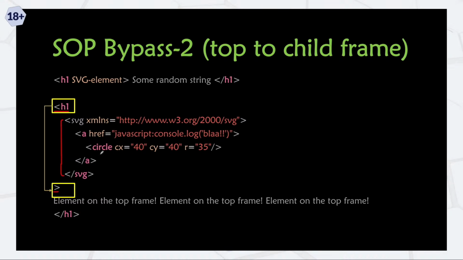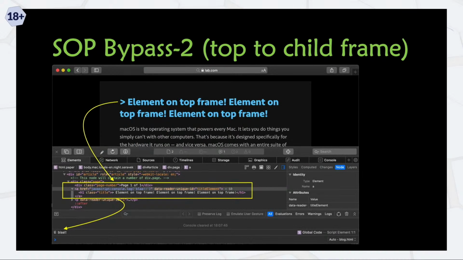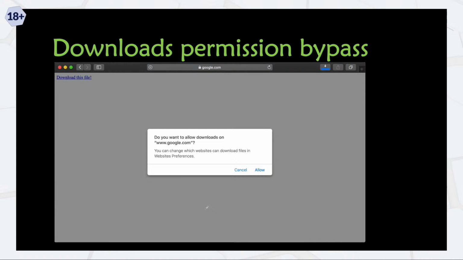So let's see what happens when this particular code gets rendered into the reader mode. As you can see, as the code is rendered into reader mode, now we have the SVG element, and again we have the href, which prompts a dialog which says, do you want to allow downloads on this particular website? If you click allow, then you are allowed to download files, otherwise you are not. Once you click allow, from next time onwards, you can download any files from that website without any prompt, or Safari will not bother to ask you again.